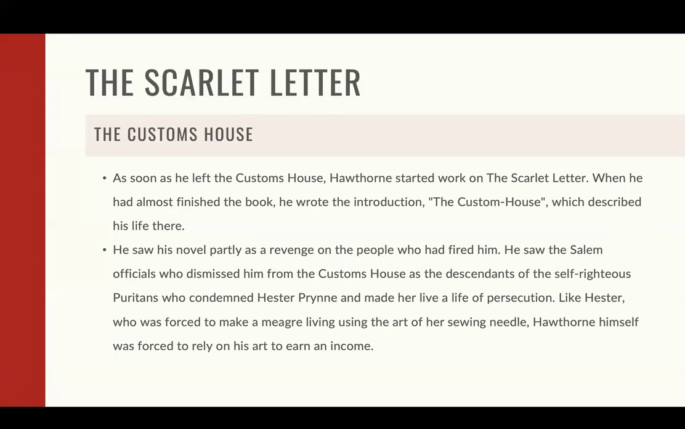One of the reasons he wrote it was that he wanted to give the book a very realistic feel, which is why he wanted Hester Prynne's story to seem very realistic.